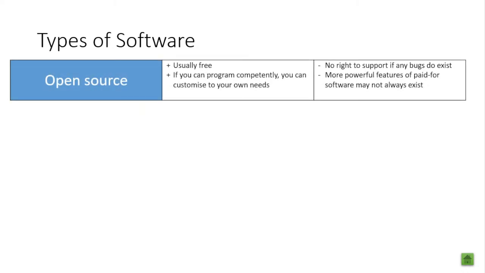Open source, bespoke, and off the shelf. Okay, very good. Now, open source software, I'm going to give you both sides. So you know open source software is freely accessible software that is editable by anybody. Normally it's the source code that you're looking at. So usually it is free. Okay, you can have proprietary open source software, but it's mostly free. Okay, so if you can program competently, you potentially could customize the open source software for your own needs.